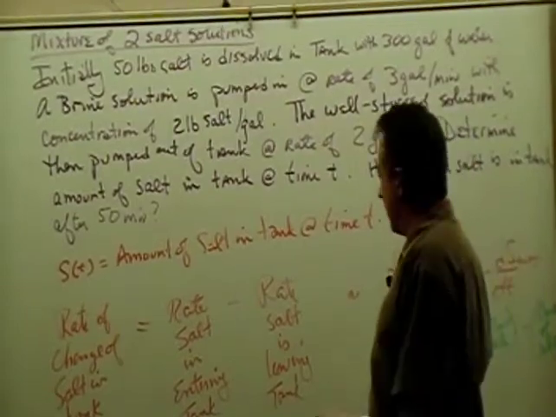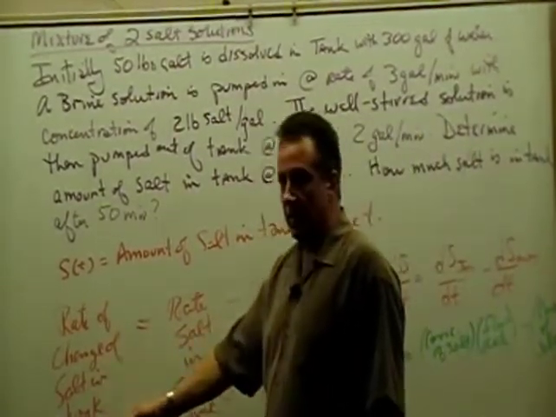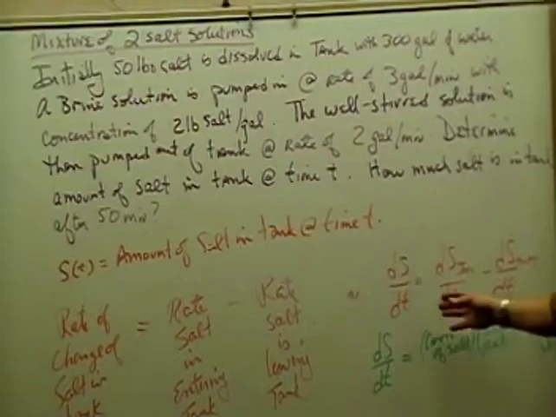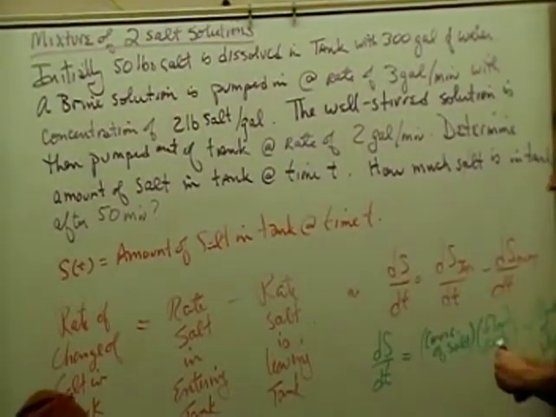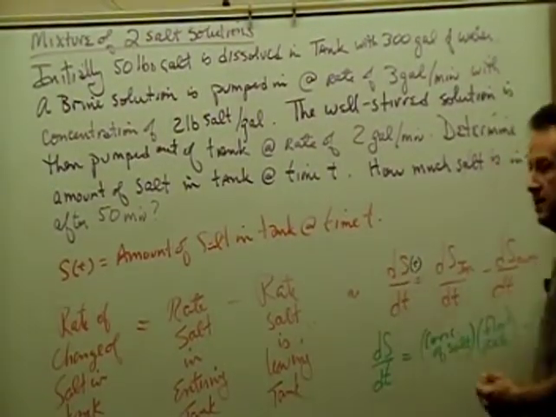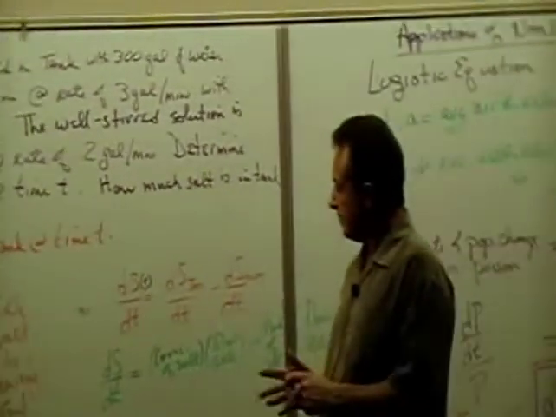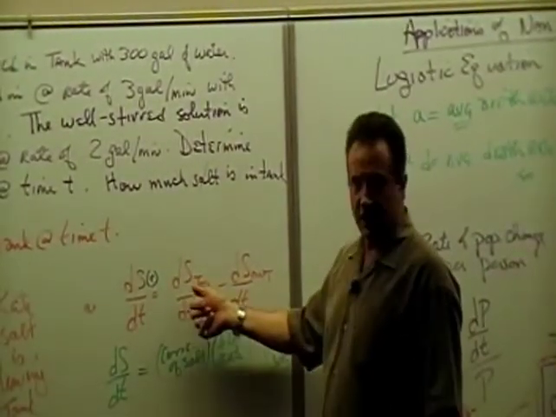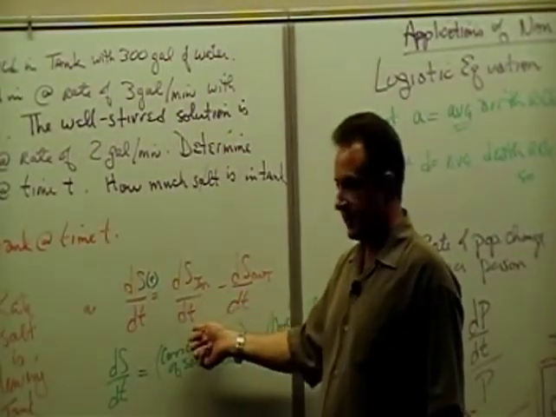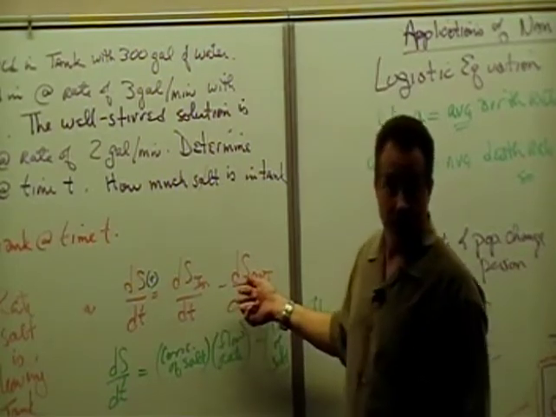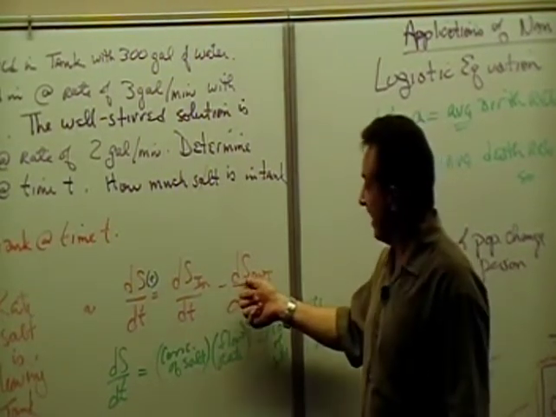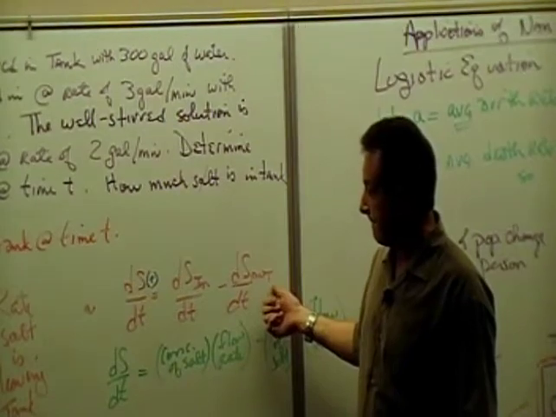Well, how do we write this? The rate of change of the salt in the tank water can simply be written as the rate of change of S, and this is S of t, with respect to time. And that equals the rate of change of S in, with respect to time, minus the time rate of change of S out. Does everybody follow so far?